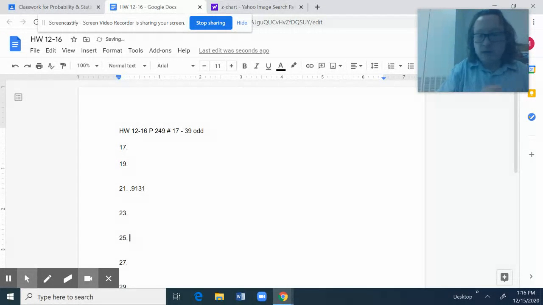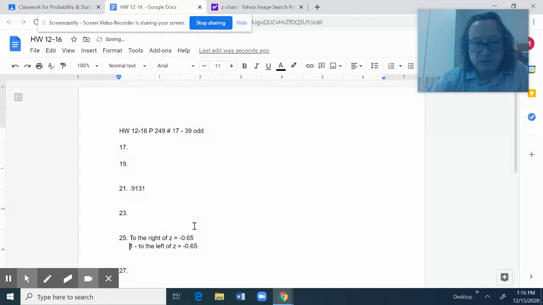Now, if I went to the right of the number, we're going to use the fact that the whole curve is 1. If I take out what's to the left, that'll leave me what's to the right. I want to the right of Z equals negative 0.65. So we're going to do 1 minus what's to the left of Z equals negative 0.65. We find what's to the left by looking it up, and then do 1 minus that. What we're looking up is area. Your area is a probability. It's going to be between 0 and 1. It cannot be negative. So this answer has to also be between 0 and 1 because it's based on probability.